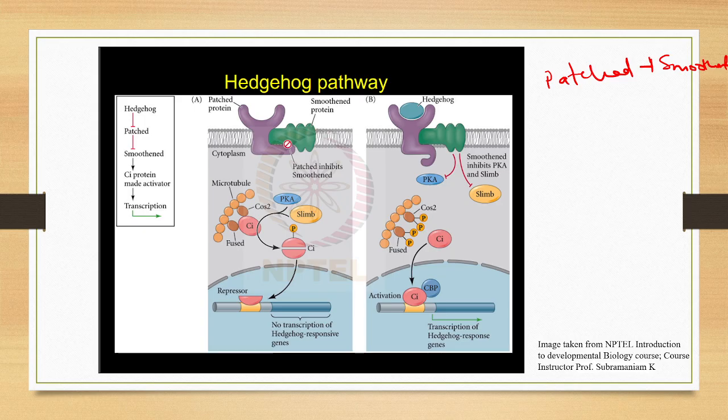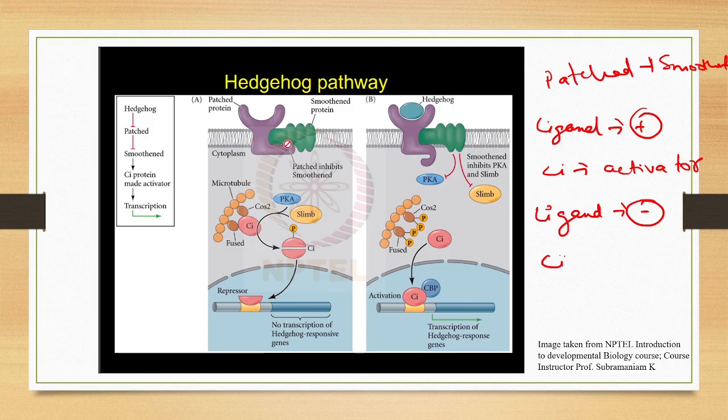This CI protein can act as a repressor, and it can also act as an activator. It depends on the presence or absence of hedgehog. When hedgehog is present, that means the ligand is present, then CI acts as an activator. Whereas if the ligand is absent, then CI acts as a repressor. What does it mean? It means that the function of this CI protein is dependent on the presence or absence of the ligand, which is your hedgehog.